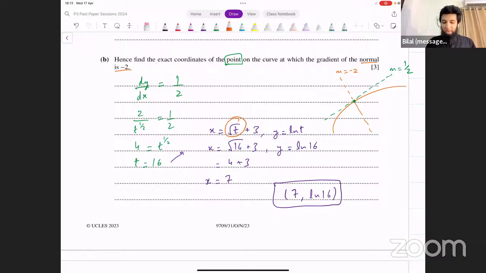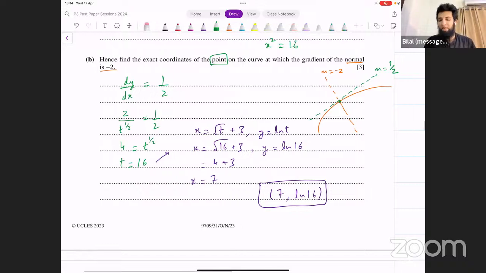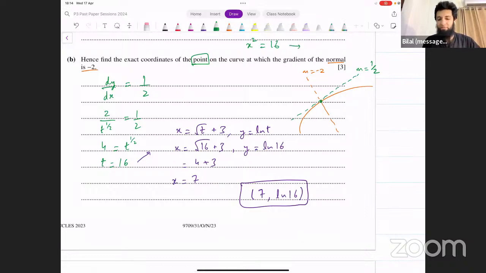Because we already have under root written there. So basically, when you have something like this, for instance, x squared equals 16, and then you take the square root yourself, what you do is you put plus minus like this.